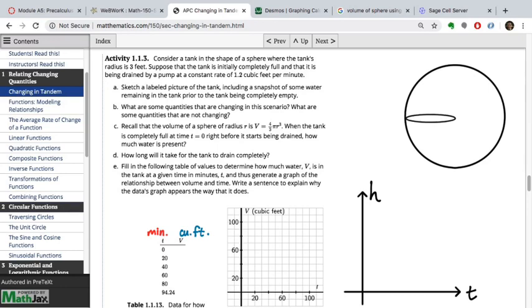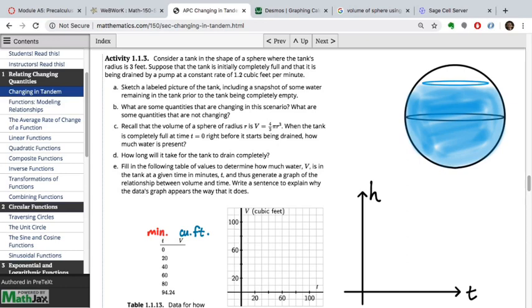So let me try and sketch in a diagram that conveys that here real quick. So here's my tank. It starts full, and then it begins to drain. So let's just imagine that it's been draining for a little while. And here's the surface of the water, and then the rest of the tank is sort of filled up here. Okay.